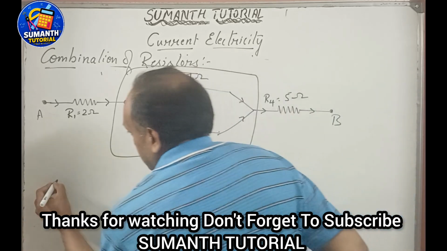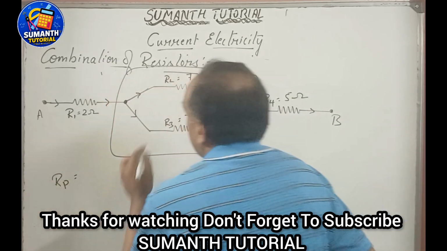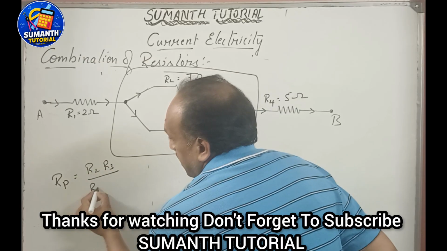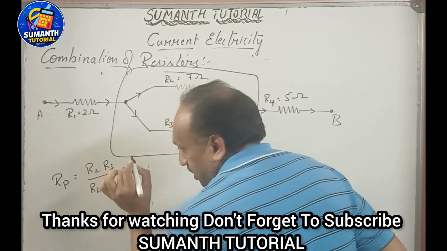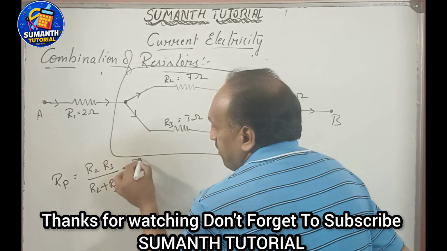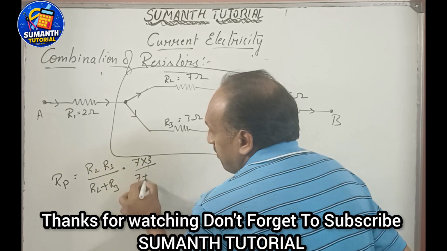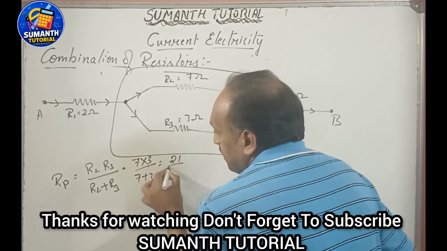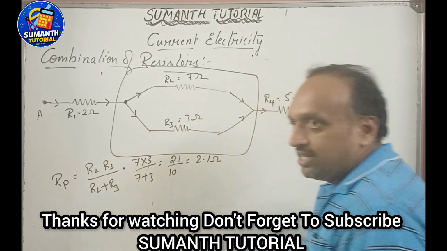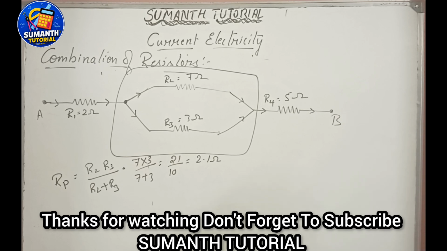See here, Rp will be equal to R2 R3 divided by R2 plus R3. How that? Then substitute the value: 7 into 3 divided by 7 plus 3. So 7 3s are 21, and 7 plus 3 is 10. So here it is 2.1 ohm. That's it. In parallel, the resistance value is 2.1.